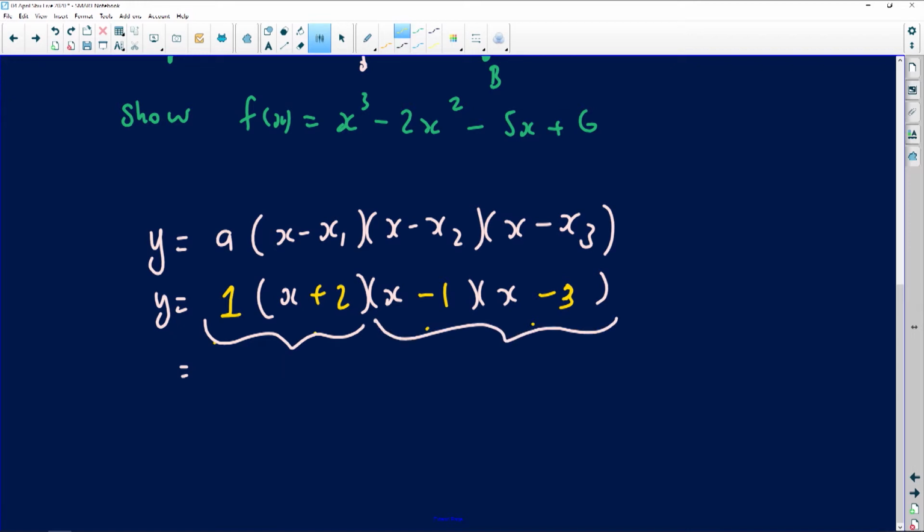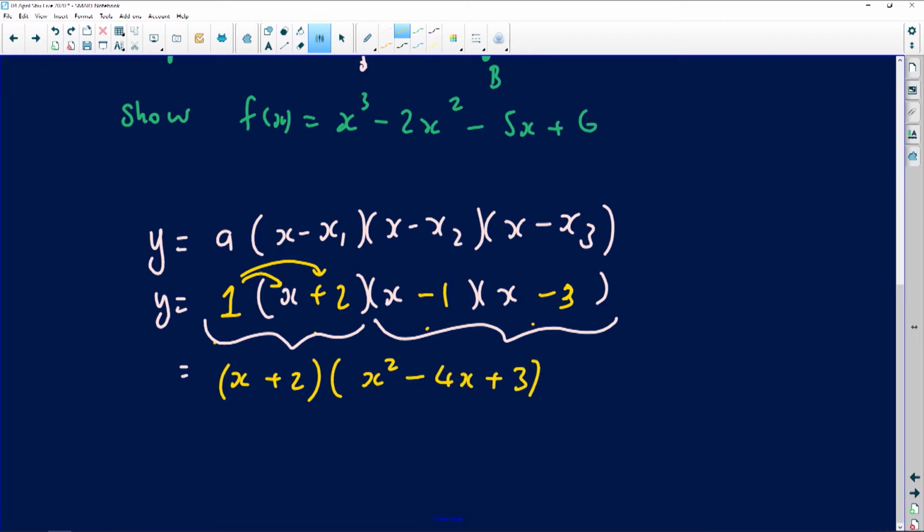So 1 times x is going to give us x. 1 times 2 is going to give us 2. I'm going in here, right? Okay, now when I multiply the second bracket with the third bracket, x minus 1 times x minus 3, I'm going to end up with x squared, and then minus 3 minus 1 is going to give us minus 4x. Negative times negative is going to give us positive 3.